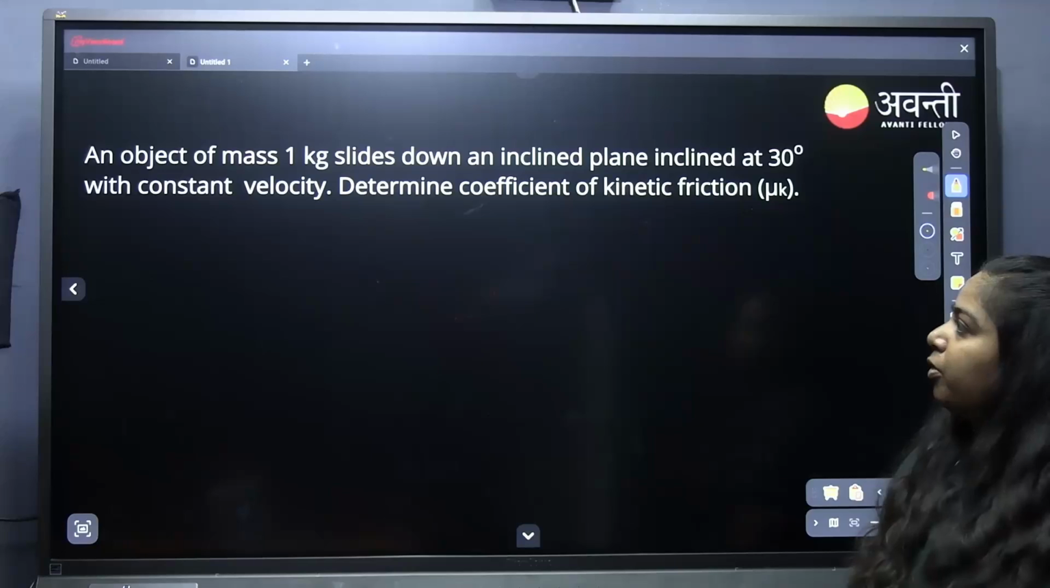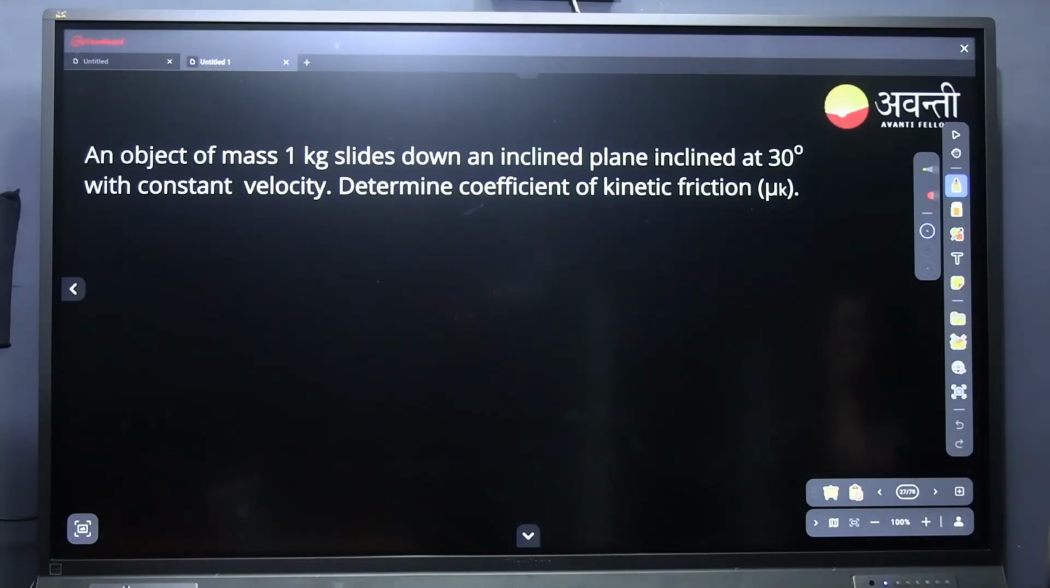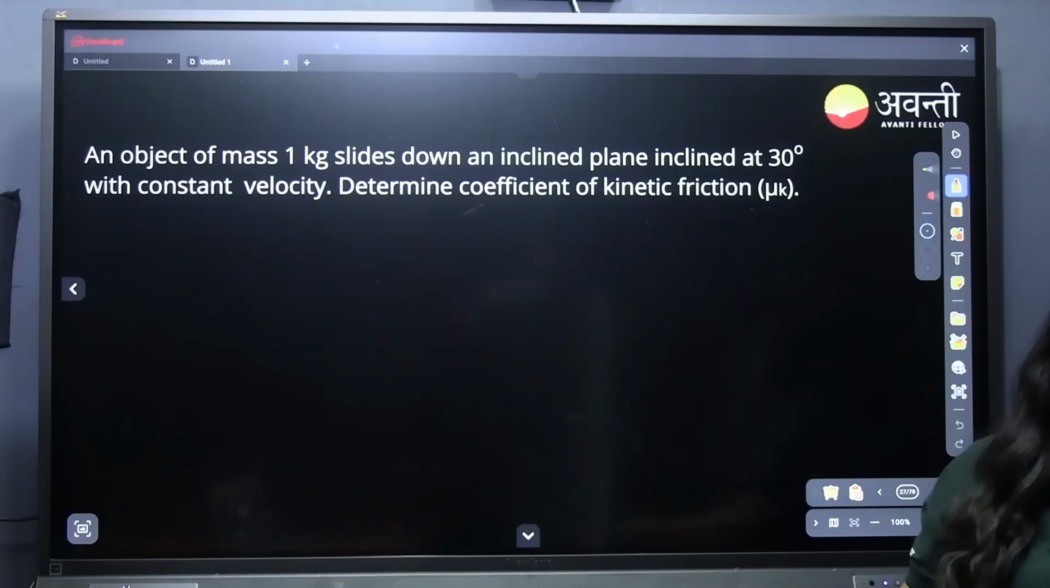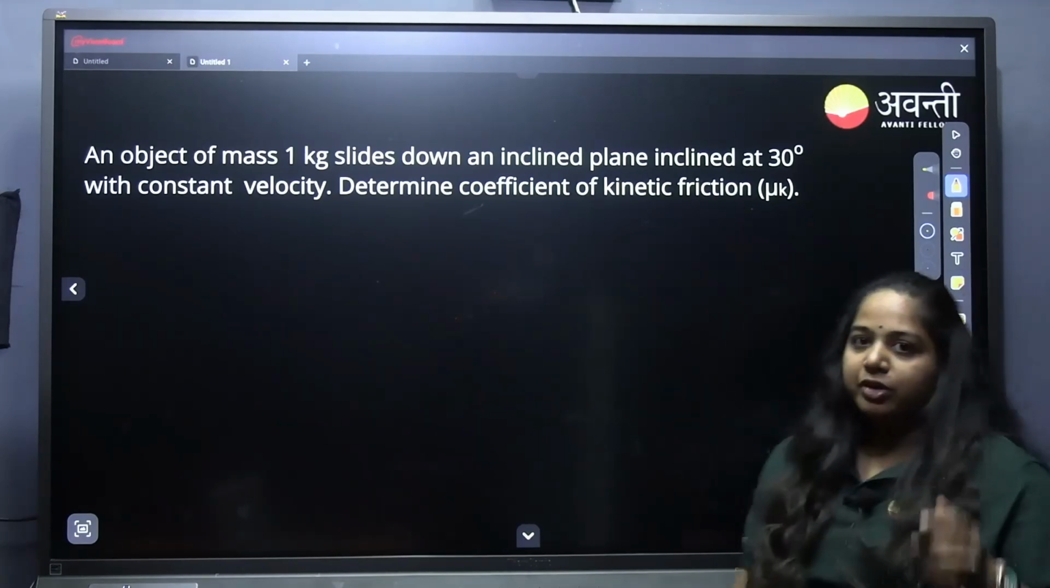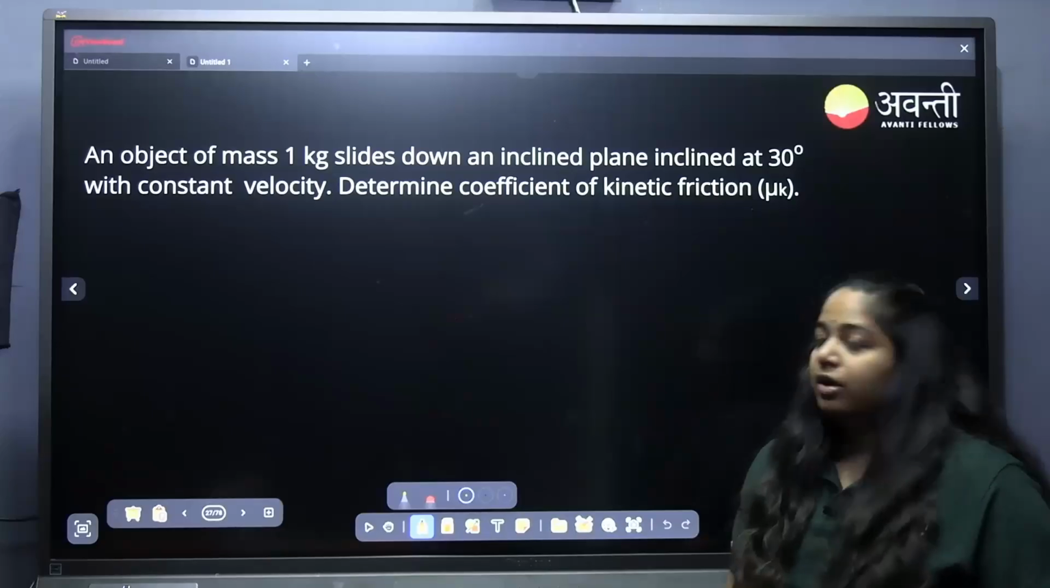Okay, let's try one problem. An object of mass 1 kg slides down an inclined plane at 30 degrees with constant velocity. Determine the coefficient of kinetic friction. Here we will apply all the concepts we studied right now. So listen very carefully. If you did not understand a single point, ask me.